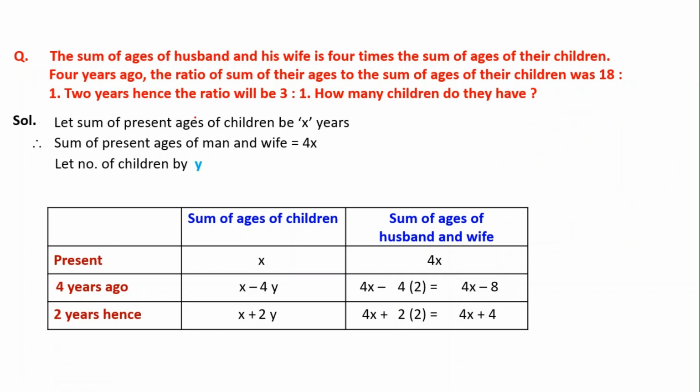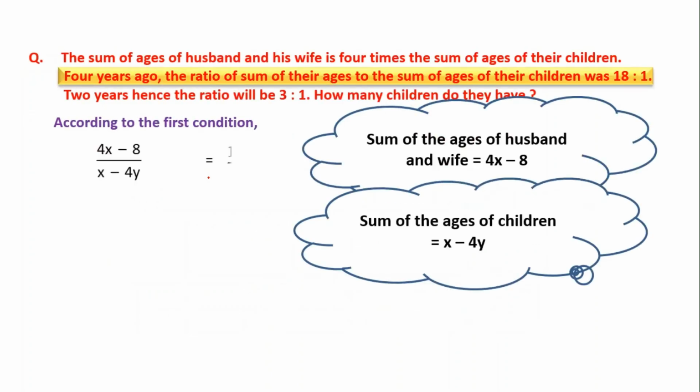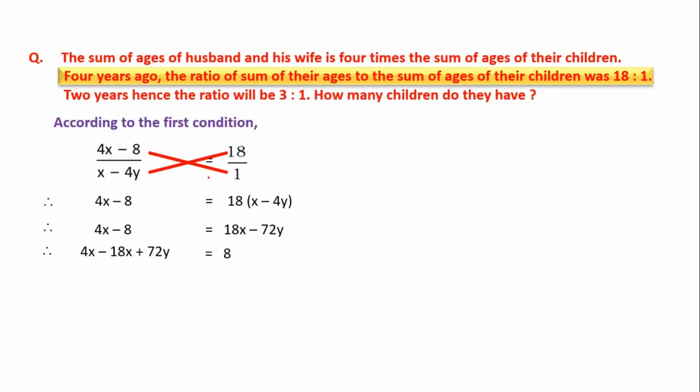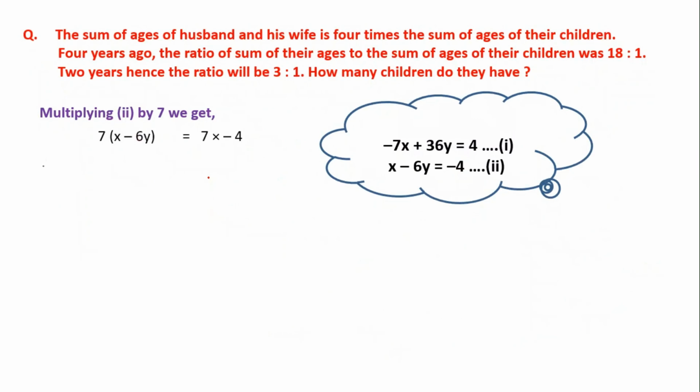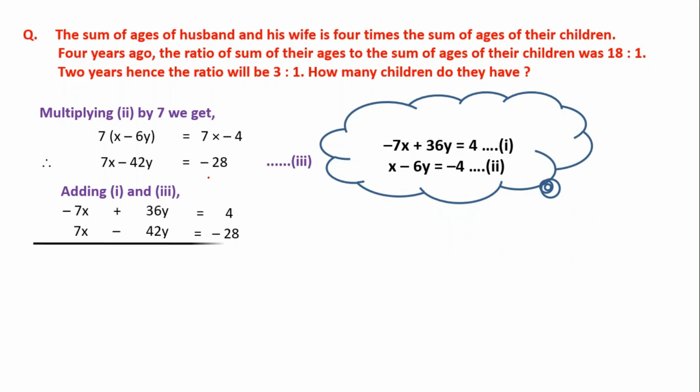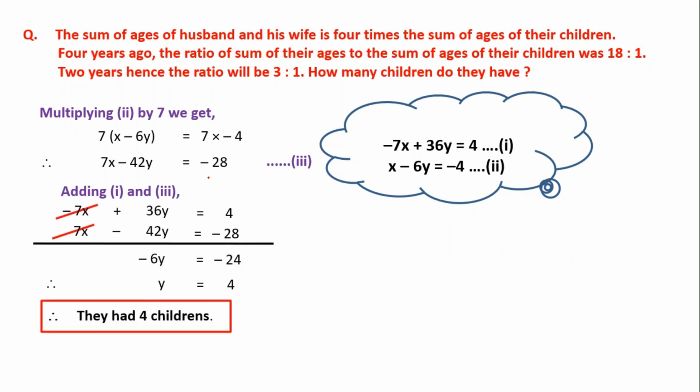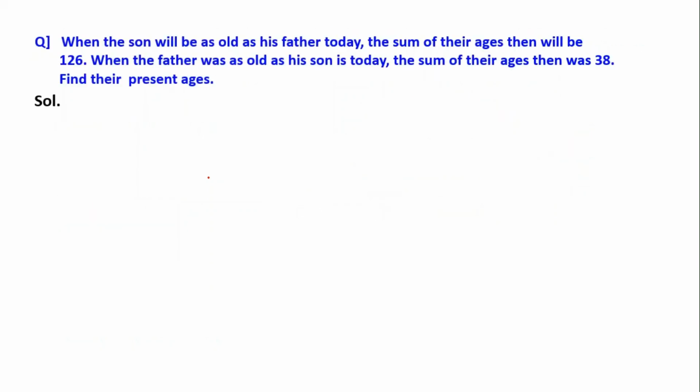So x is the sum of the ages of children and y is the number of children. You can see that here, after cross multiplication, we got equation number 1 according to the second condition, and this is equation number 2. Simplifying equations 1 and 2, we got equation number 3. From 1 and 3, we got the value y is equal to 4. It means they had 4 children.